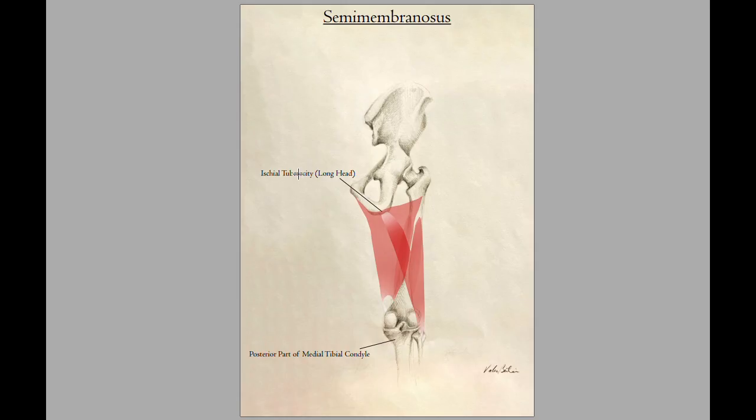Semimembranosus. Again, coming from the ischial tuberosity. Okay, over here I shouldn't have included long head because semimembranosus only has one head. So ischial tuberosity here, and then from there it's going to run straight down and insert onto the posterior part of the medial tibial condyle. So it's kind of a mouthful, but I had to be very descriptive as to where it's inserting, because us anatomists haven't come up with a specific name for this area. So we just describe it as it is. It's on the tibia. It's the medial condyle of the tibia, and it's the posterior part of that medial condyle. So posterior part of medial tibial condyle is the insertion for the semimembranosus, and that's going to look like this.